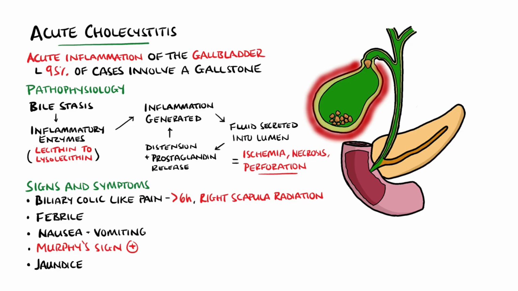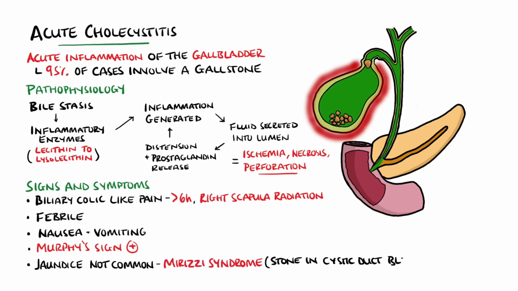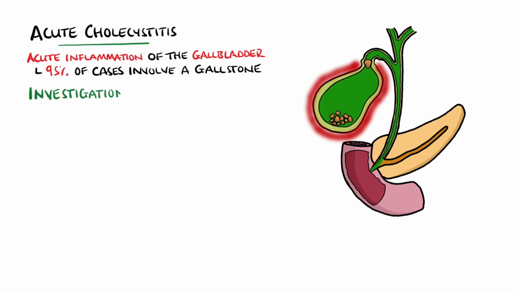Jaundice is not commonly seen in acute cholecystitis because there is not usually an obstruction of the common bile duct, meaning bile coming from the liver does not get blocked. The exception to this is Mirizzi syndrome, where a stone in the gallbladder or cystic duct causes external compression of the common bile duct. Lab tests here would likely show leukocytosis, as well as raised liver enzymes. Raised bilirubin should raise suspicion of a stone in the common bile duct.